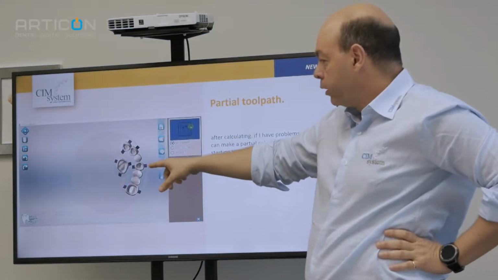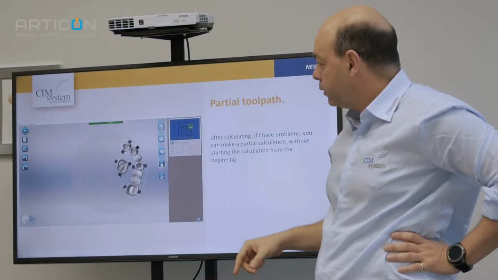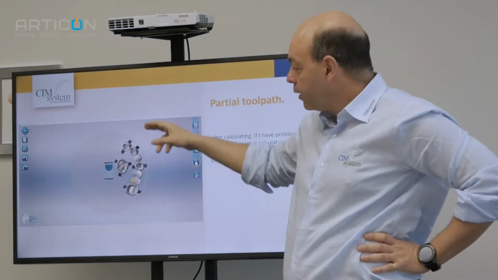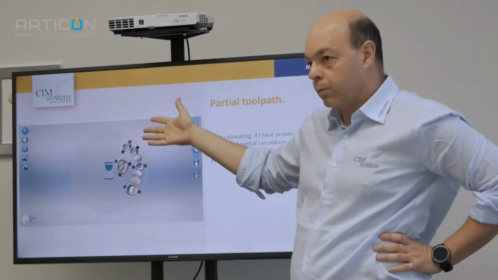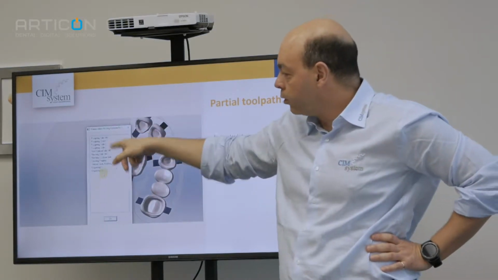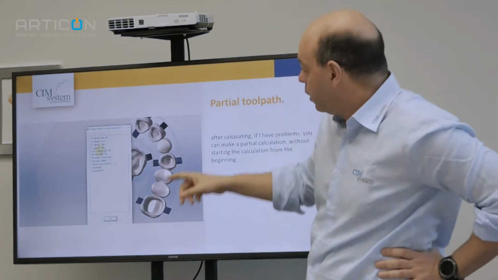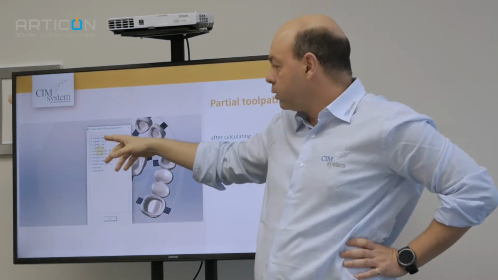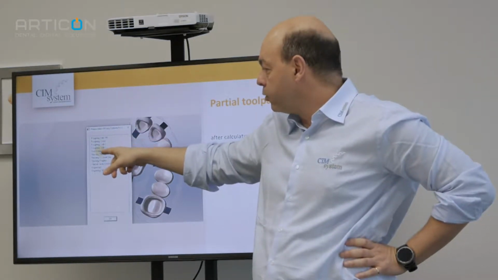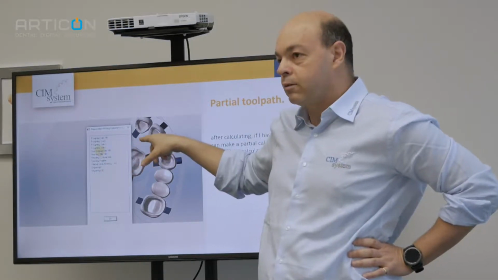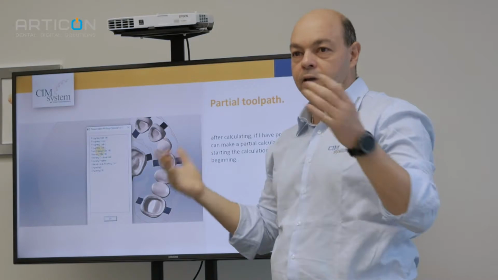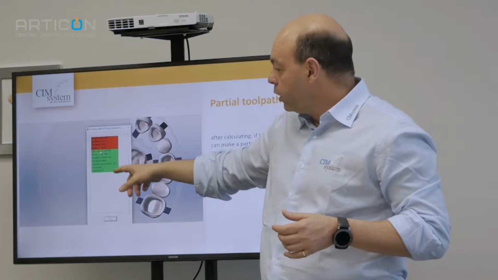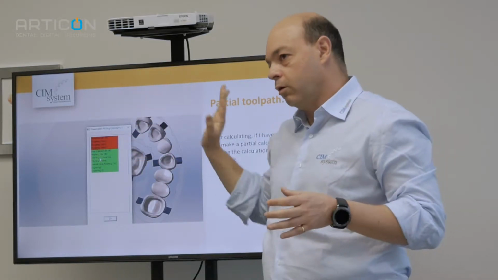I select partial calculation and it gives me a warning. I start save toolpath. In the end, I have one list of all operations, and I select which operation I need to send to the machine. In this case, I have all the operations for this project. For example, if you have a problem after the roughing operation, it's possible to start on the rest material. You don't need to start the whole project every time. You select, and the green is automatically sent to the machine. The red is not sent to the machine.